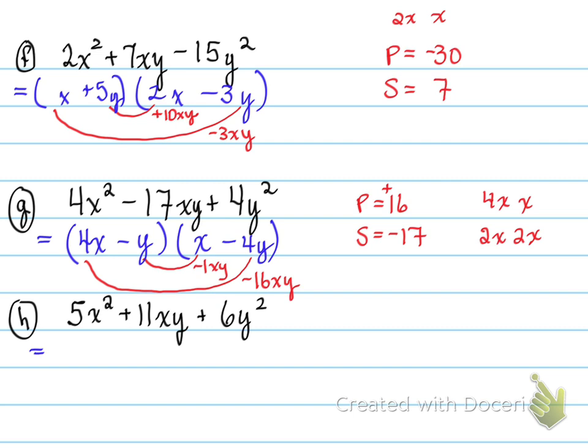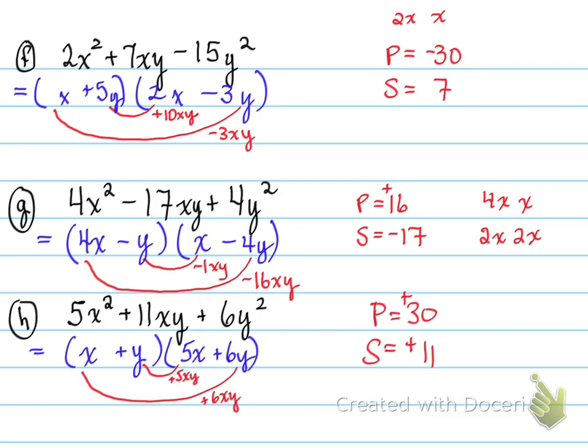All right, folks, we're back. And hopefully you were able to factor this. So let's go over it really quickly. My product is positive 30. My sum is positive 11. I need to break up 5x squared. So I have 5xy and 6xy. Add to give you 11. Multiply to give you positive 30.